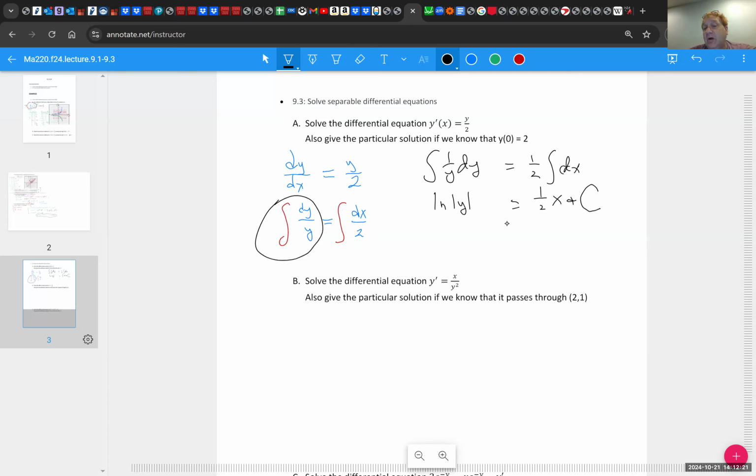Now, our goal is to solve, and solving a differential equation means finding the function y that makes this differential equation come out to be correct. So we have solved for ln y, so we need to solve for y. Well, I can again do the same thing to both sides. I'm going to exponentiate both sides with a base of e. E to the ln y is just going to be y. And you get e to the 1/2 x plus c. So this is my solution to the differential equation.